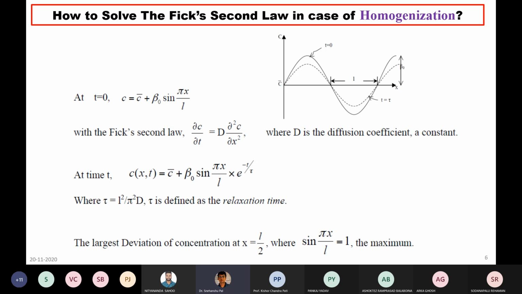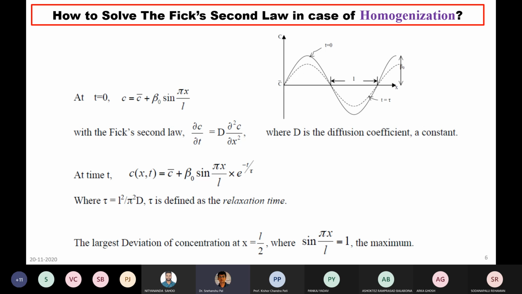So at t equal to t0, the concentration is C equal to C bar plus beta 0 sine pi x by L. That is a very simple representation of any sinusoidal curve. It's very basic mathematics we learned in +2.